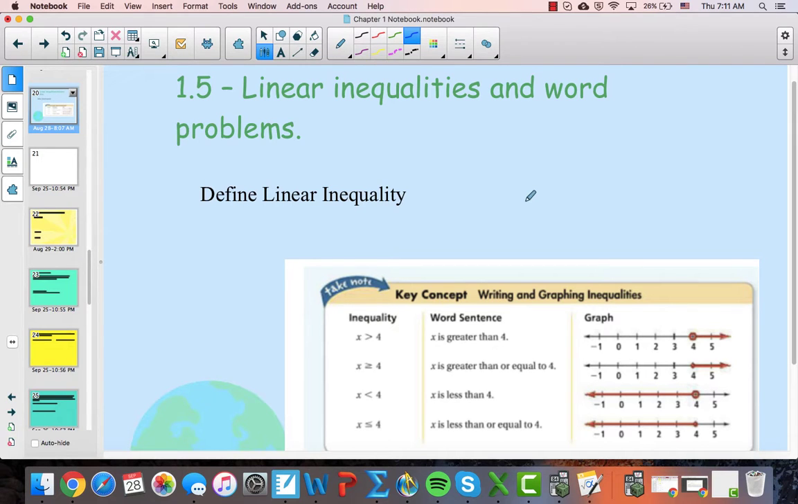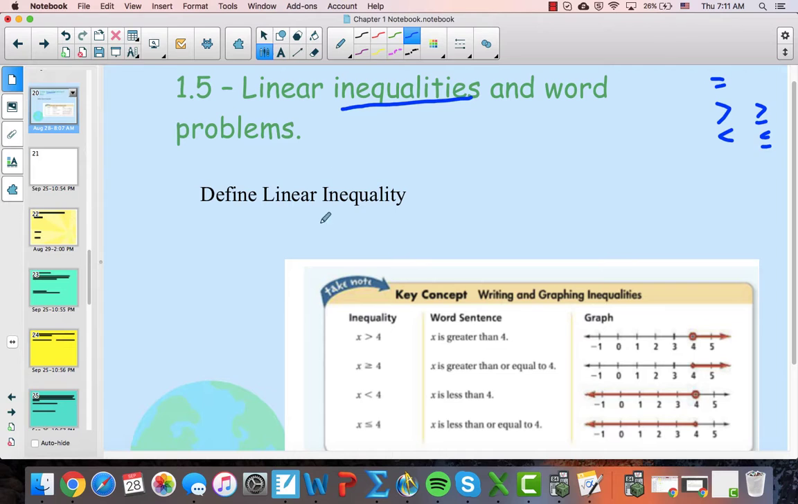Hi, so today's lesson is on linear inequalities, and we're going to extend that into word problems as well. So, the first thing I want to just reiterate and remind everyone is what is an inequality? Well, hopefully at this point we all know that an equation is something that has an equal sign. An inequality is a mathematical expression that has an inequality symbol, so greater than or less than, or greater than or equal to, and less than or equal to.